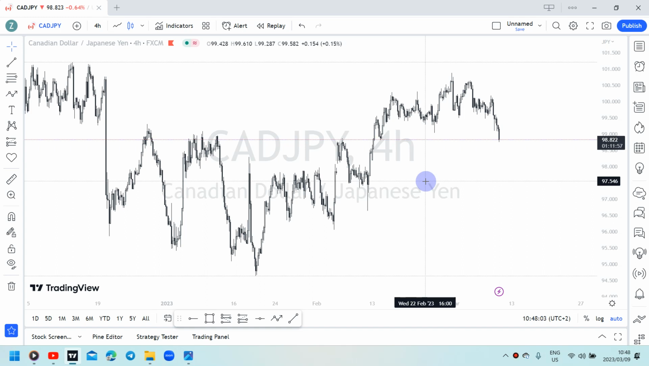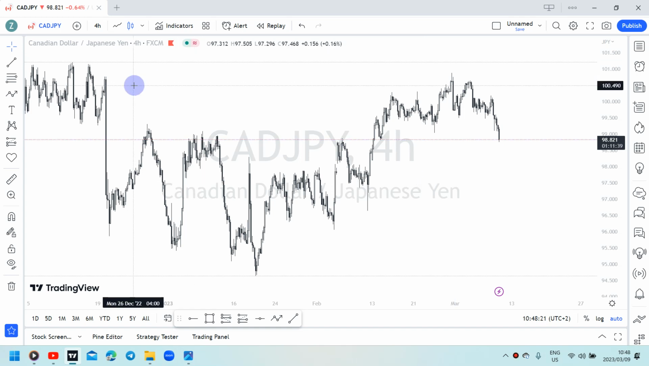Before I start, I want to give you a tip. And the tip is: no setup, no trade. If you cannot find a setup, do not trade, right?